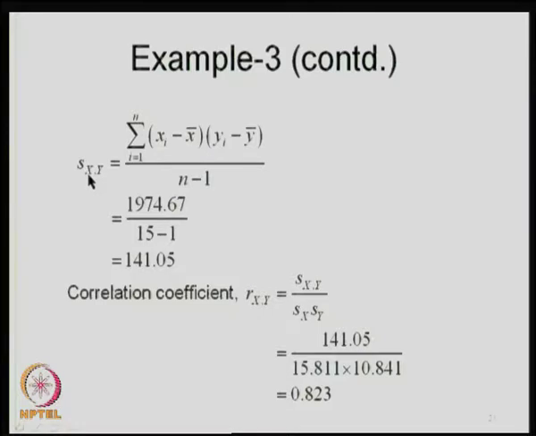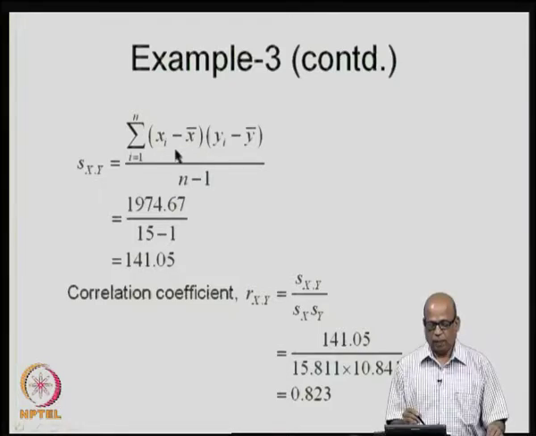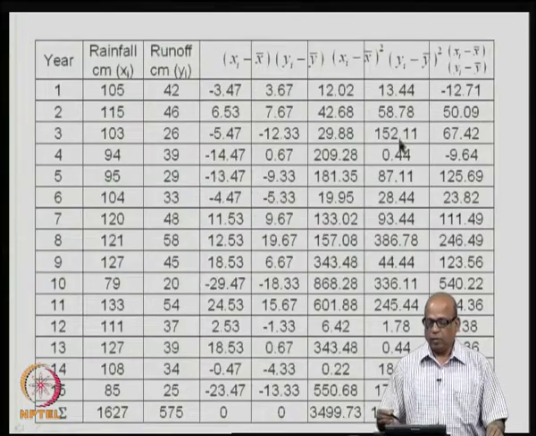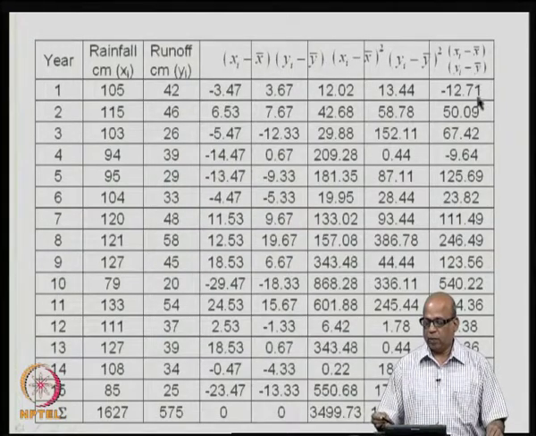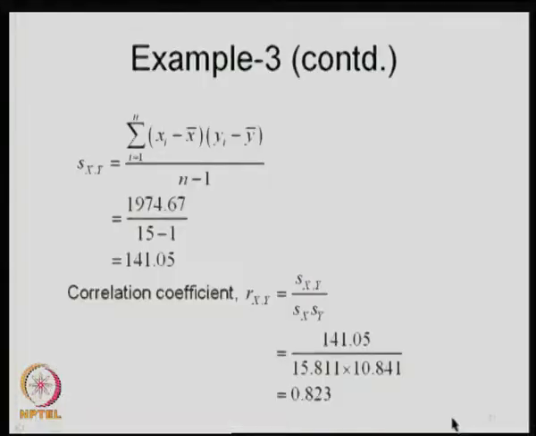So, S x y you estimate it as the summation of x i minus x bar into y i minus y bar, which is available in this column, divided by 15 minus 1. So, 1974.67 by 15 minus 1, which turns out to be 141.05. What will be the units of this? This will have units of rainfall into runoff, which means centimeter square.